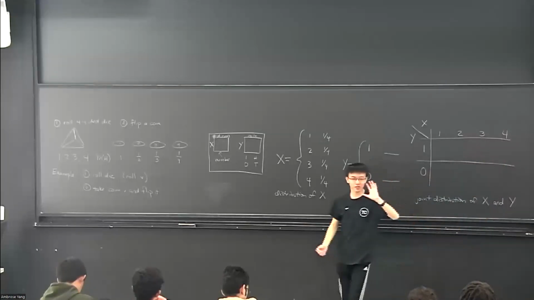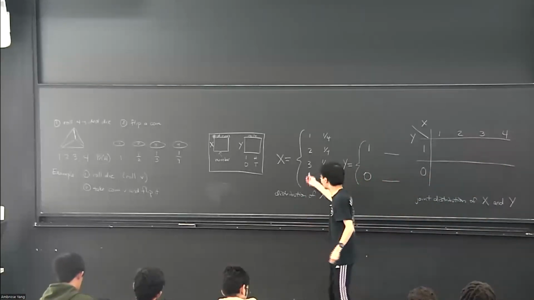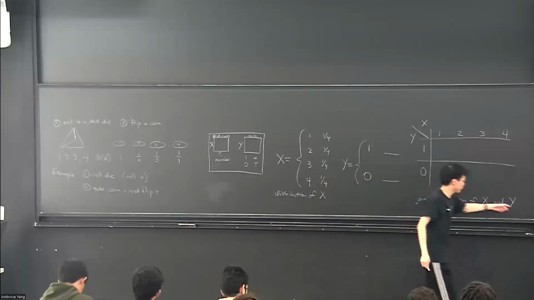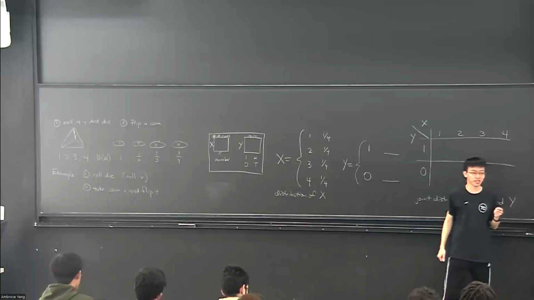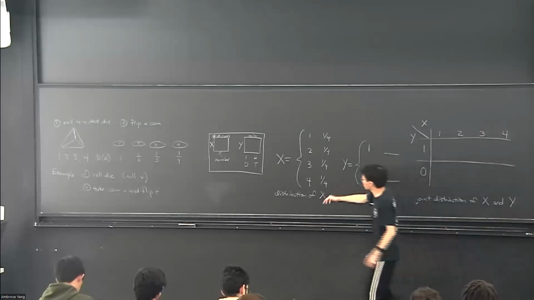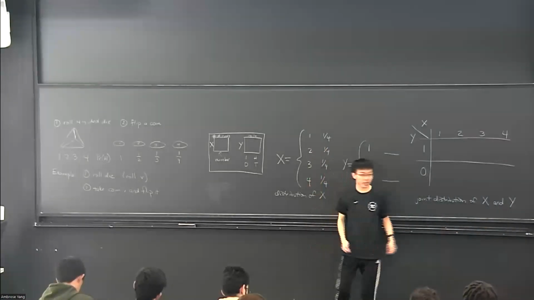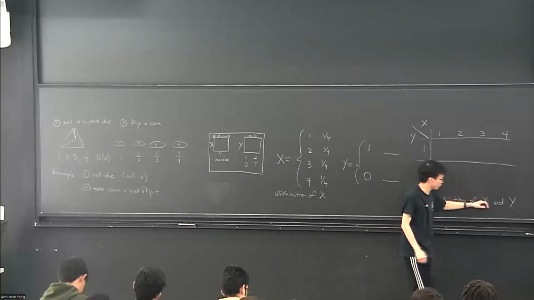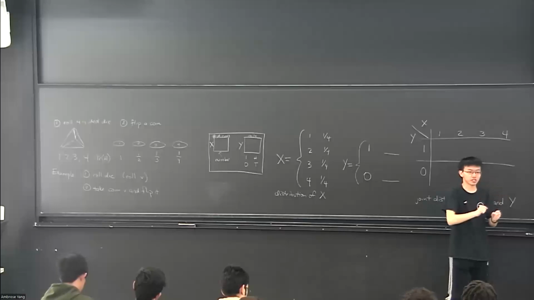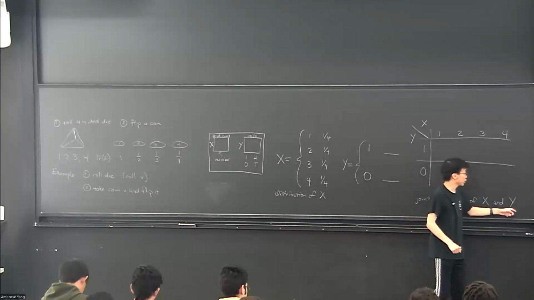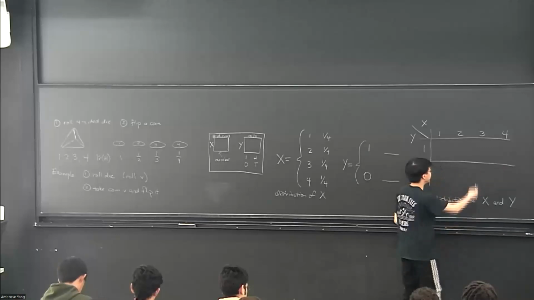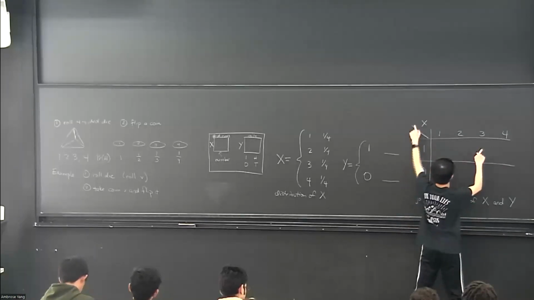And so you see how this is effectively exactly the same as doing a list like this. Now the list just has to take into account all the possible combinations of values of x and y. Here, I listed out all the possible values for x. Here, in this table, I've effectively made 8 boxes for all possible combinations of values of x and y. And what I'm going to write in each of these spaces is the probability that y is equal to this, x is equal to this.